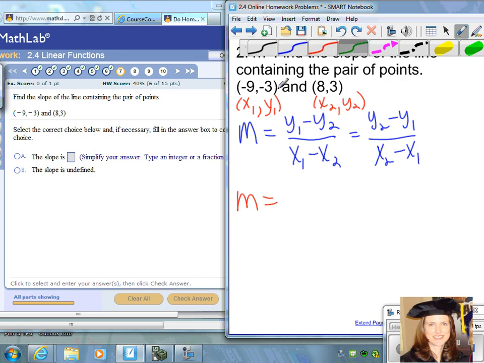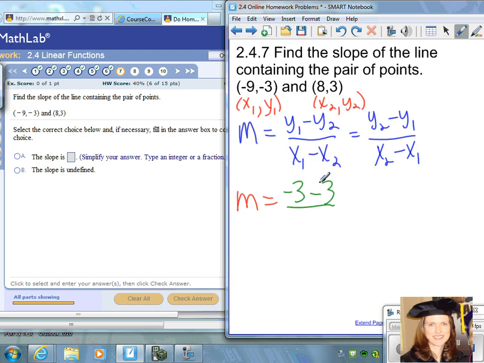For y sub 1, my value is -3, minus y sub 2 is 3, and in the denominator, x sub 1, -9, minus x sub 2, which is 8. And you plug in those values, simplify the whole numerator and the whole denominator separately. -3 minus 3 in the numerator is -6. -9 minus 8 is -17. A negative divided by a negative is a positive, so this can be written as 6 over 17.